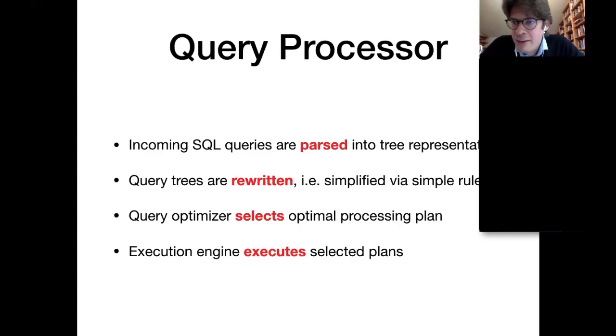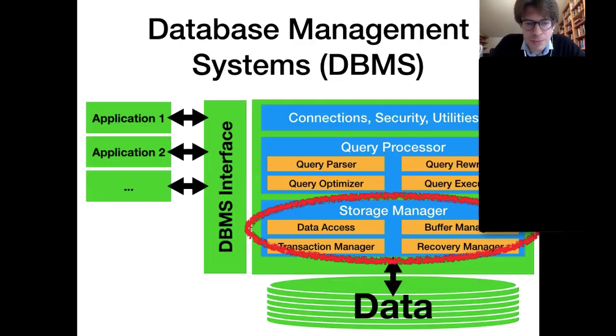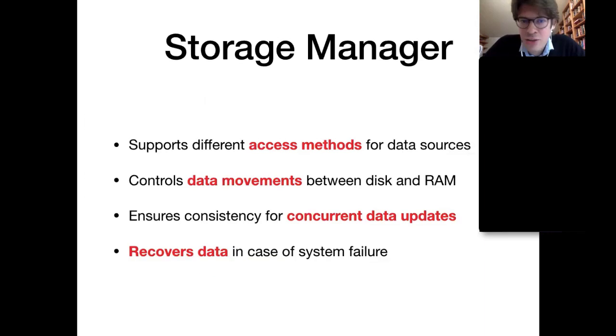And then after we have selected a plan by the query optimizer, we forward this plan to the execution engine, which will then execute the different steps of the plan one after the other one. Now, in order to execute those plans, the execution engine needs to access the data, and the storage manager contains different components that help to do so. Now, the storage manager, first of all, supports different methods of accessing the data. For instance, as we have already seen initially, we might have different indexes which speed up access to specific data items.